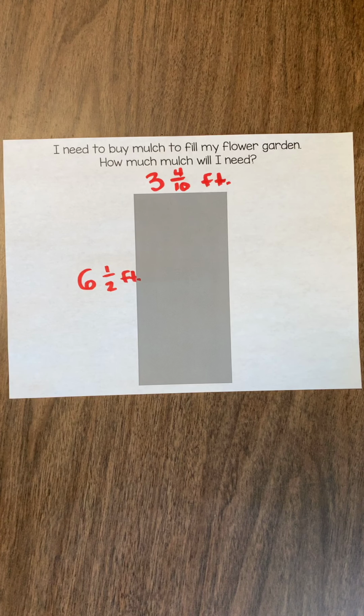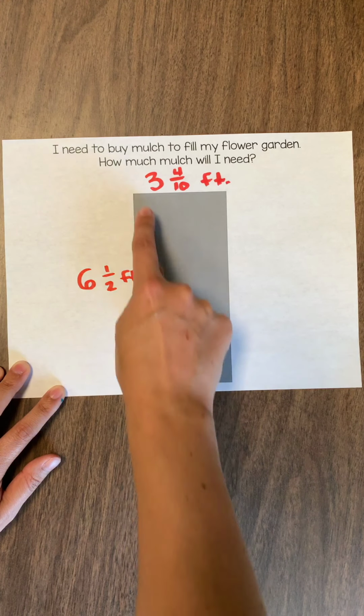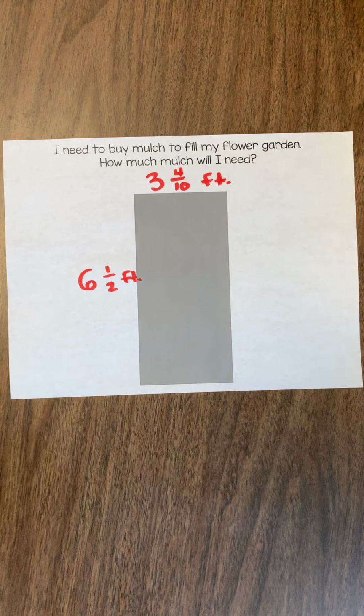So far, all of the problems we have tried have had whole numbers as their sides. This time we're going to try a bit more challenging problem because the numbers are going to be mixed numbers instead. So here's our problem. I need to buy mulch to fill my flower garden. How much mulch will I need? So I may go to the landscaping company and tell them I need mulch, and their question may be, well, how many square feet is your garden? So I'd need to find the area. The length of my garden is going to be 6.5 feet, and the width is going to be 3 4/10 feet. So let's solve this problem.